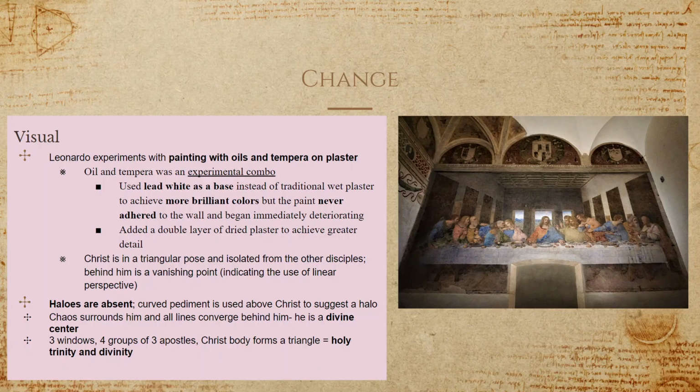So Da Vinci experimented. He put oil and tempera on plaster together. He wanted the softness of tempera, which he typically used, and the richness of color with oil. And this is a mural, so it's going to have some fresco element to it because that's what sticks on the wall. So he played around with that, experimented, added a double layer of dried plaster to get even more detail, and really honed in on this experimental combo. Unfortunately, it didn't work out. Oil and tempera do not mix, and especially not on plaster.